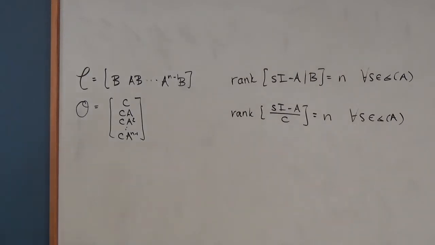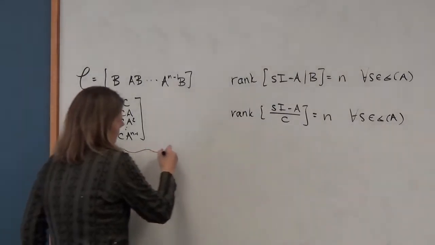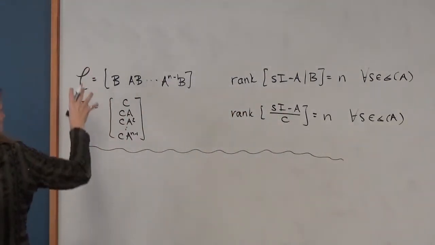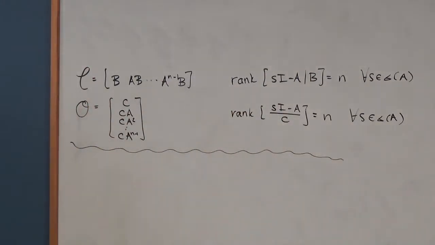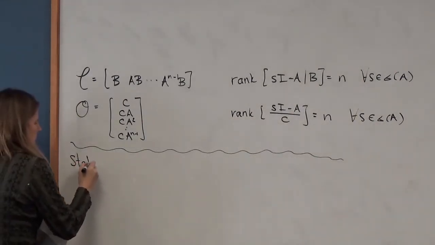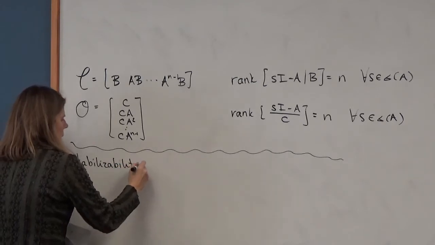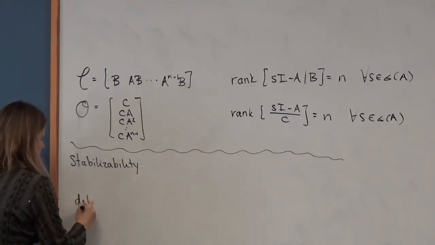There's a nice, fairly straightforward result that comes out of this. This is controllability, this is observability, but we have two weaker notions of controllability and observability. One is called stabilizability, and one is called detectability.